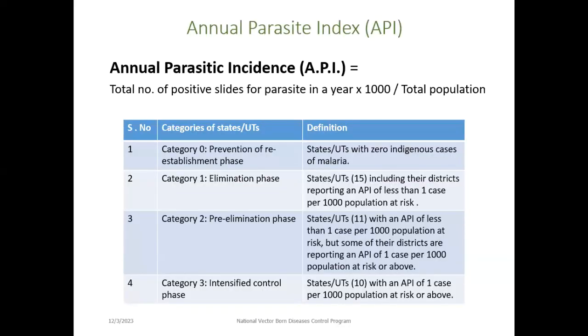So API is the total number of positive slides for a parasite in a year multiplied by 1000, divided by the total population. So these are category 0 to 3. This will help you in better understanding of that API.